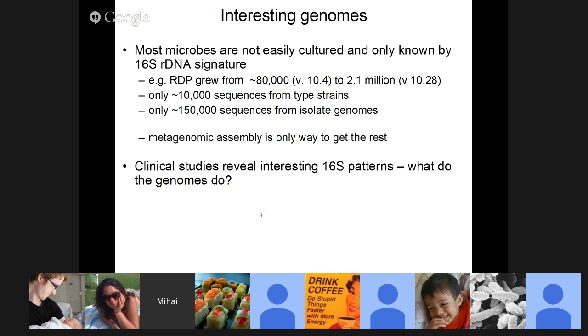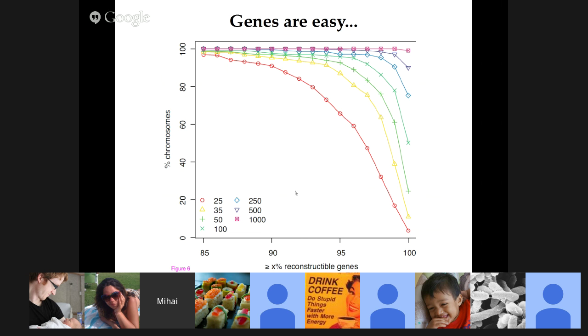We also have an interesting situation where we have marker gene surveys of samples that reveal interesting phenomena, interesting organisms or strains of organisms that might correlate with a clinical parameter. And now the question is, well, what's the organism? What are the genes in that organism? And again, the only way to get to those is assembly. Right? So assembly is absolutely necessary.